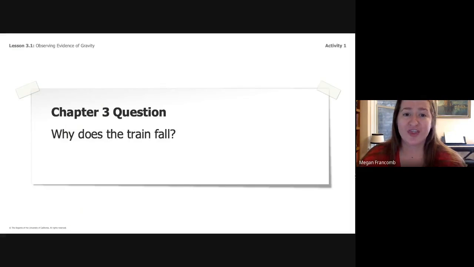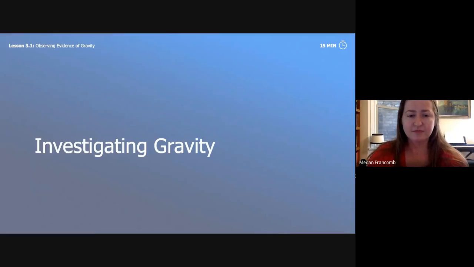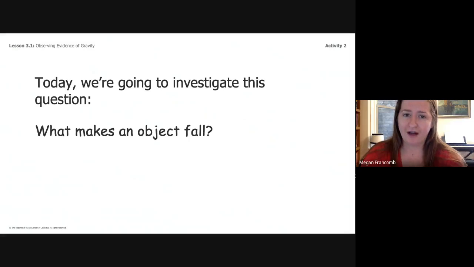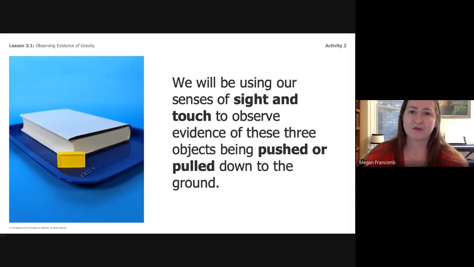So our question this week is, why does the train fall? Today, we are going to be investigating gravity. Our question is, what makes an object fall? We'll be using our senses of sight and touch to observe these three objects being pushed or pulled down to the ground.